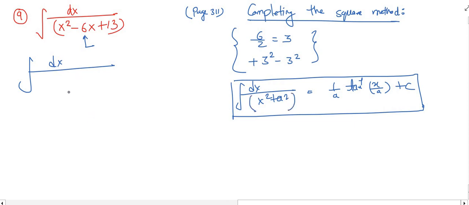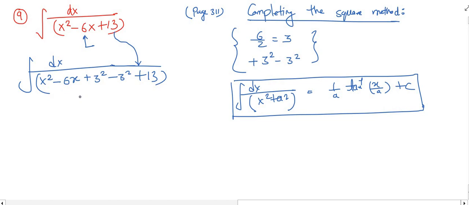Okay, how? Completing the square. See, minus of 6x. What is half of 6? It is 3. So plus 3 square and minus 3 square purposely we will do. Okay, and this 13 I have to copy because it was already there. Okay, so far it is clear.